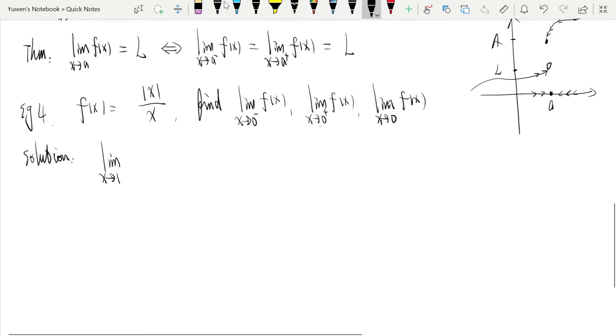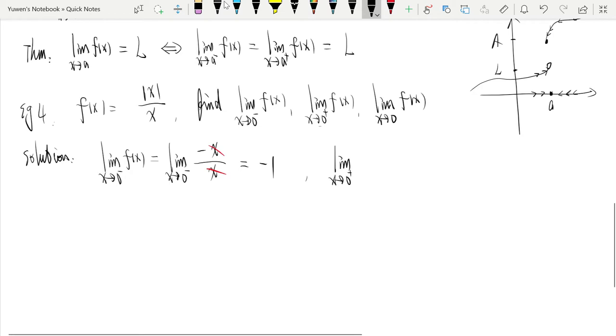The solution is we take the left limit first. When x tends to 0 from the left, that means x is less than 0. For x less than 0, its absolute value can be written as negative x over x. We say that x does not equal 0, it just tends to 0, so we can cancel the x. So the limit is negative 1.